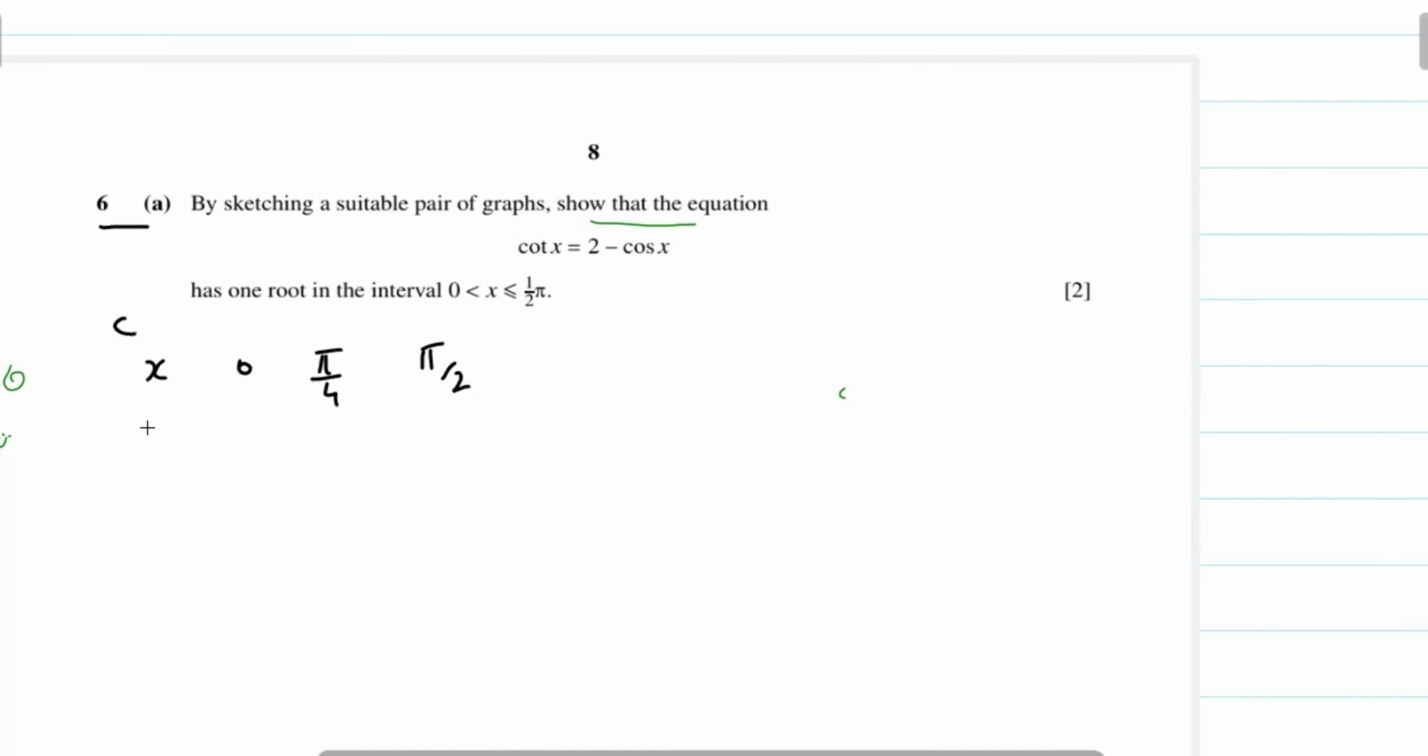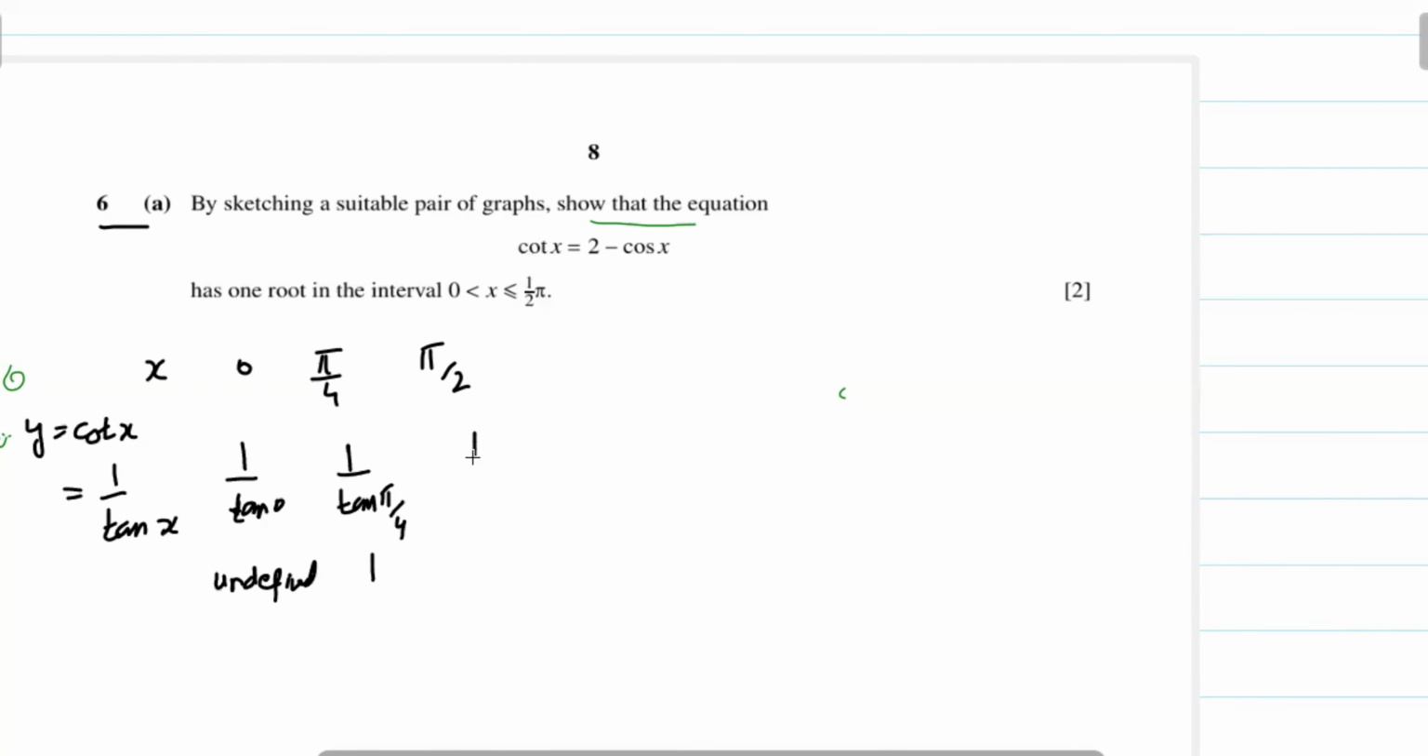Therefore, we write y = cot x. The cot x is equal to 1 over tan x. At 0, 1 over tan 0 is undefined. Next is π/4: 1 over tan(π/4) is equal to 1. And next is π/2: tan(π/2) is undefined, so 1 over undefined is equal to 0.